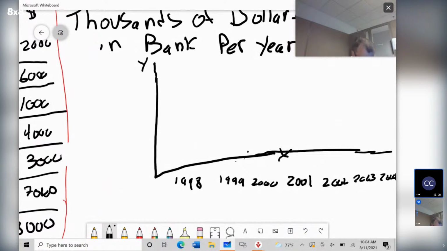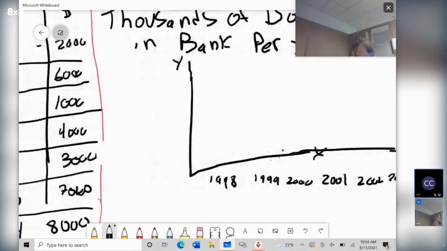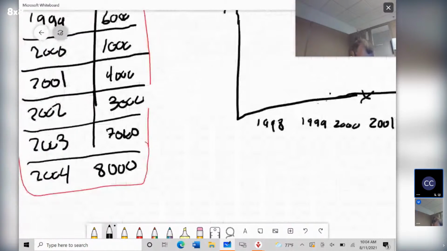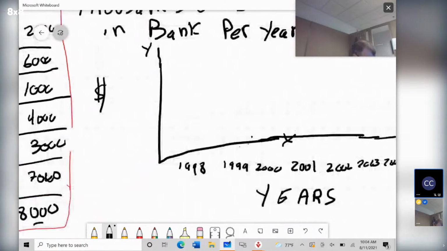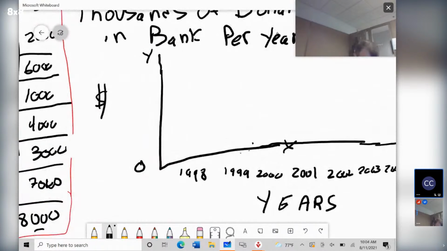And now on the y-axis, we see the highest figure is $8,000. So we're going to have to go up to about $8,000. So what you want to do, you want to put the years on the bottom. And on the left, we're going to have the money. So we'd start at 0. And this is thousands of dollars. You just have to put 1, 2, 3, 4, 5, 6, 7, and one more would be 8.